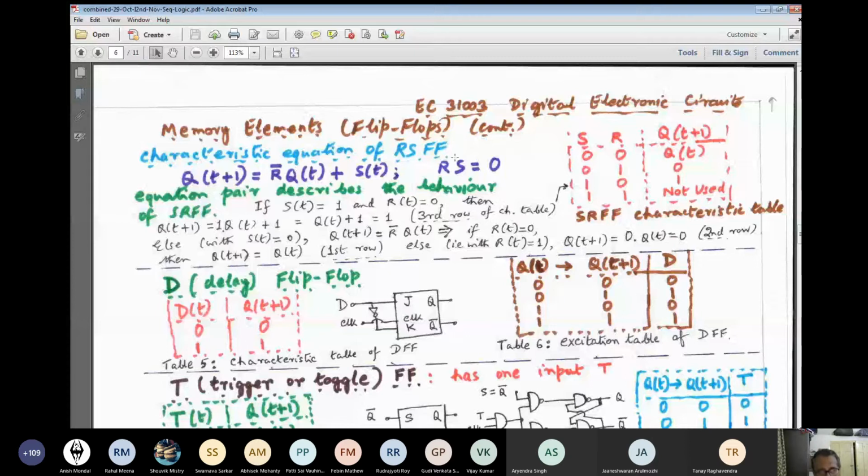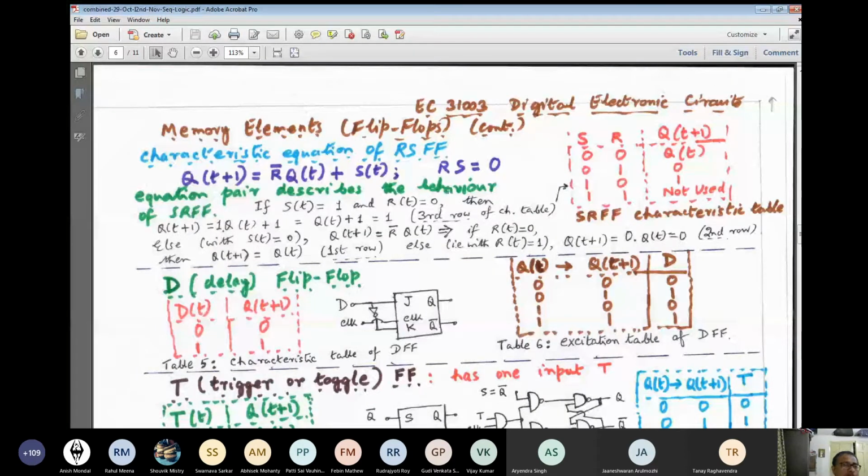So for your reference, I have rewritten the SR flip-flop characteristic table, and you see that this pair of equations accounts for this table very simply. For example, if S(t) I force to go to 1, and this is not an arithmetic addition, this is a Boolean addition, logical addition, then what will happen to Q(t+1)? It will become 1, right? So immediately if you force S(t) to go to 1, definitely Q(t+1) will become 1. That takes care of the third rule: S equals 1, R equals 0, Q(t+1) equals 1.